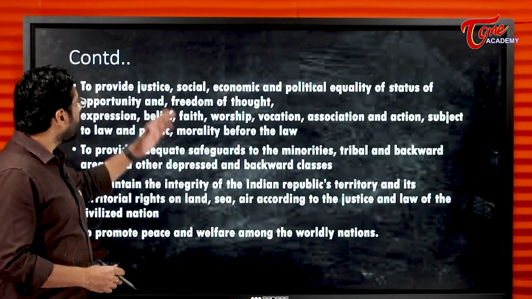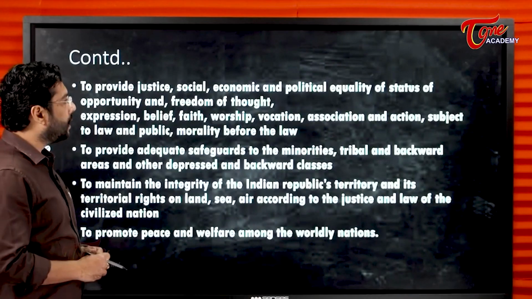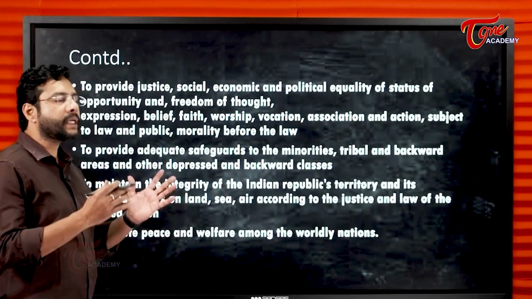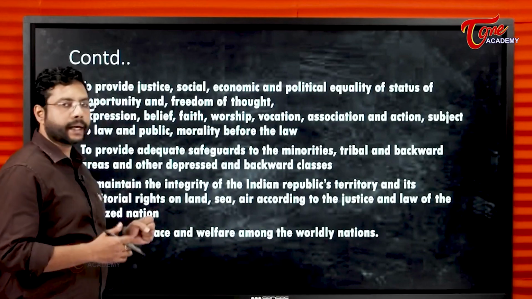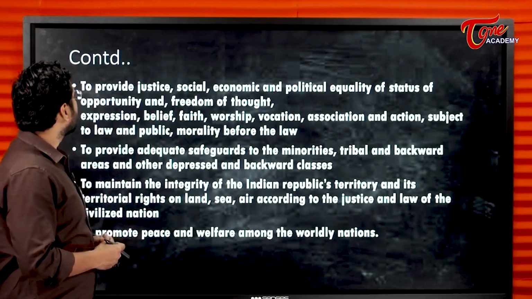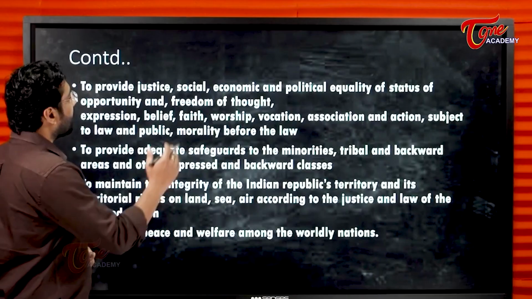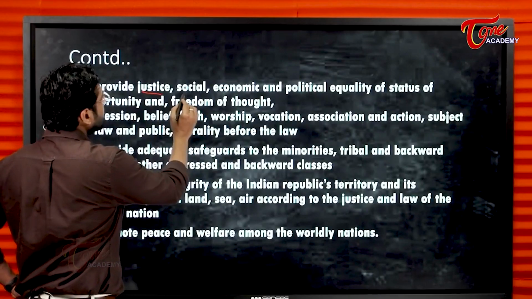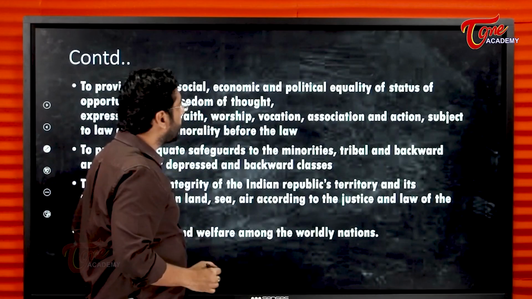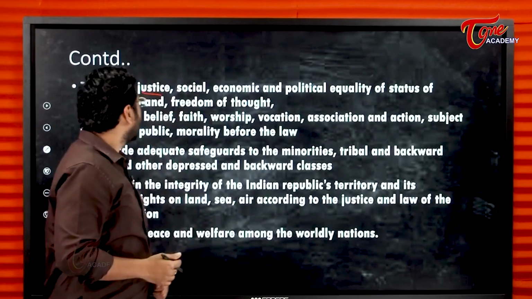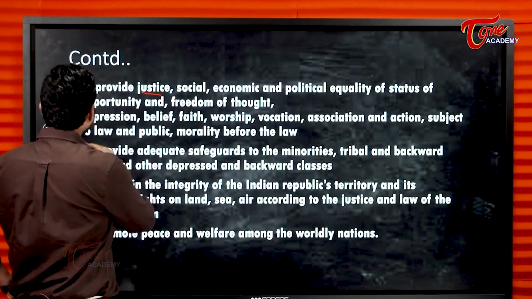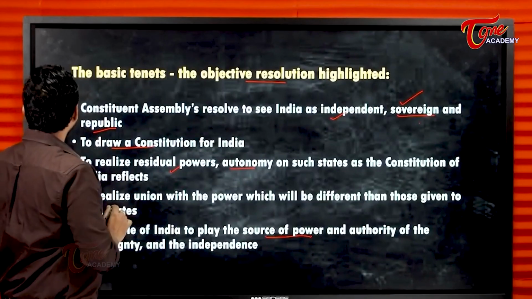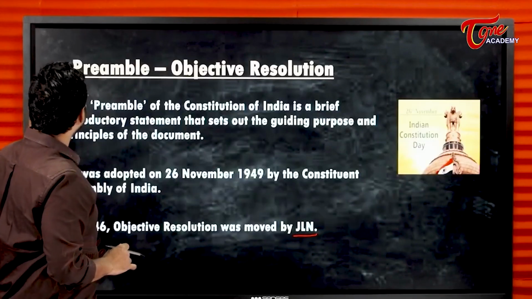Again, all these things we find in our preamble. That is the reason why I am saying the Objective Resolution is a base for the preamble. In the Objective Resolution, when introduced by Jawaharlal Nehru in the Constituent Assembly, we have highlighted these things: justice, which is socio-economic and political justice, equality, and faith, belief and expression. So these are all the things we see in our preamble.